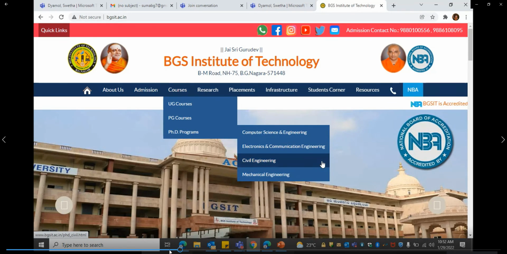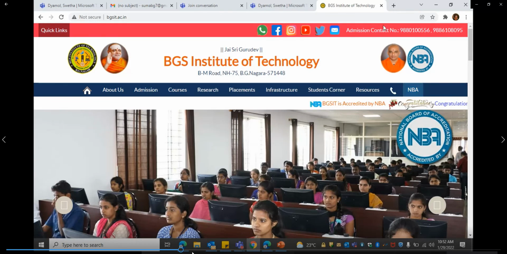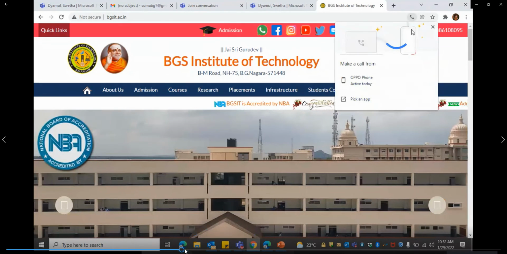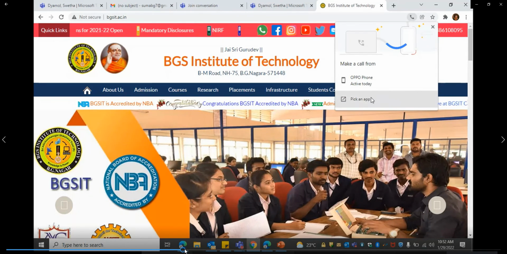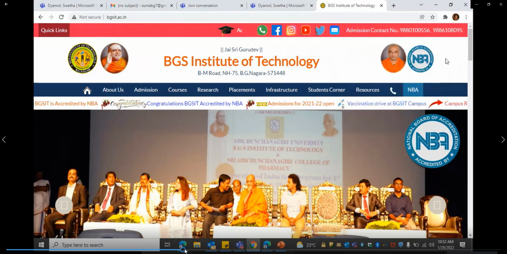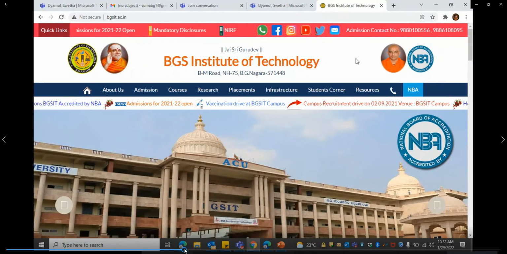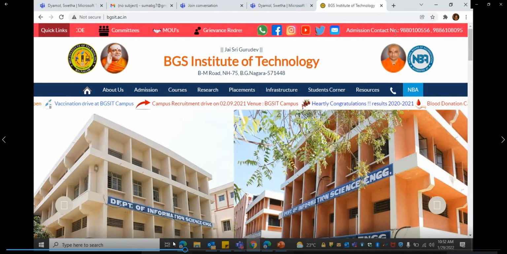See, this is our website, that is BGS IT. So here we can see the application with the admission contact number, and whenever I click on this, it will navigate to your phone. Like if you are opening it on a phone, it will ask which SIM you want to call through. Okay, this is an implementation on the back side. So whenever the user clicks on this, it will open the phone application in your mobile. So this is an integration between the software and the phone.